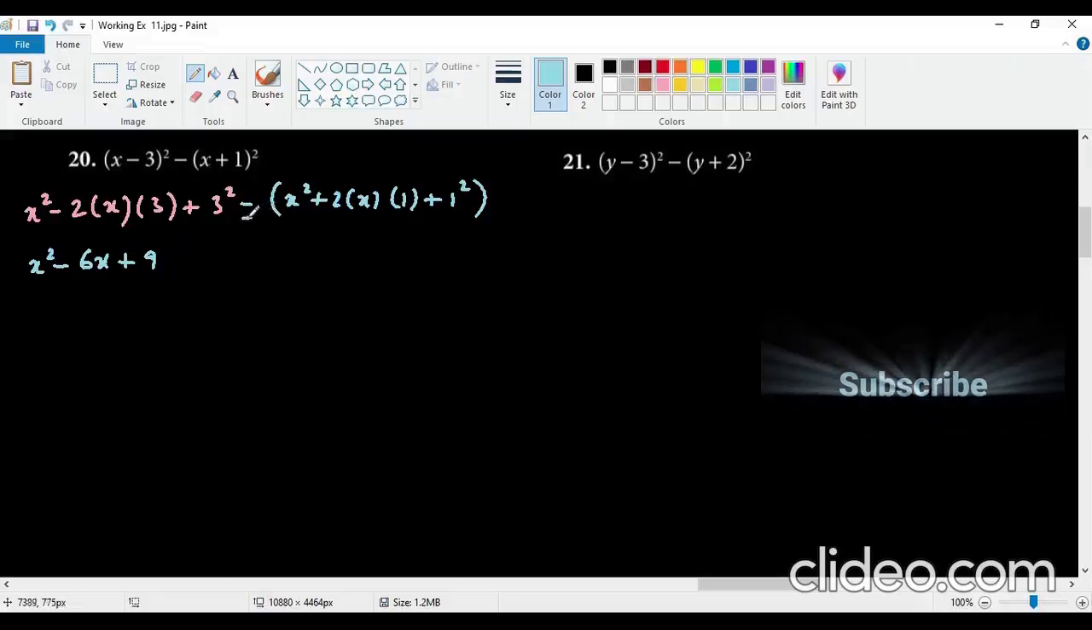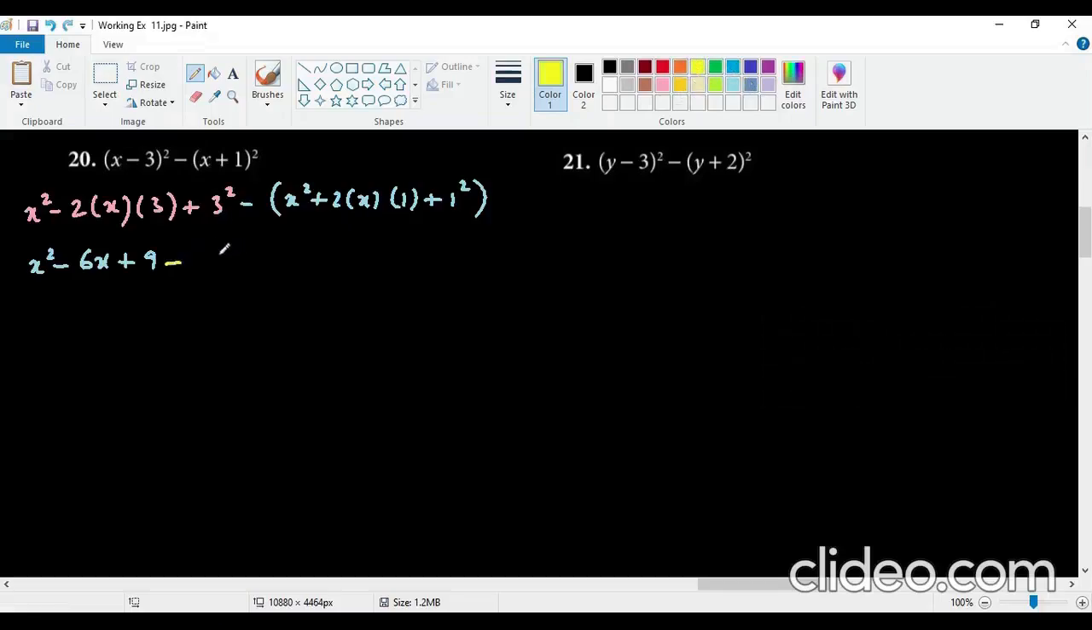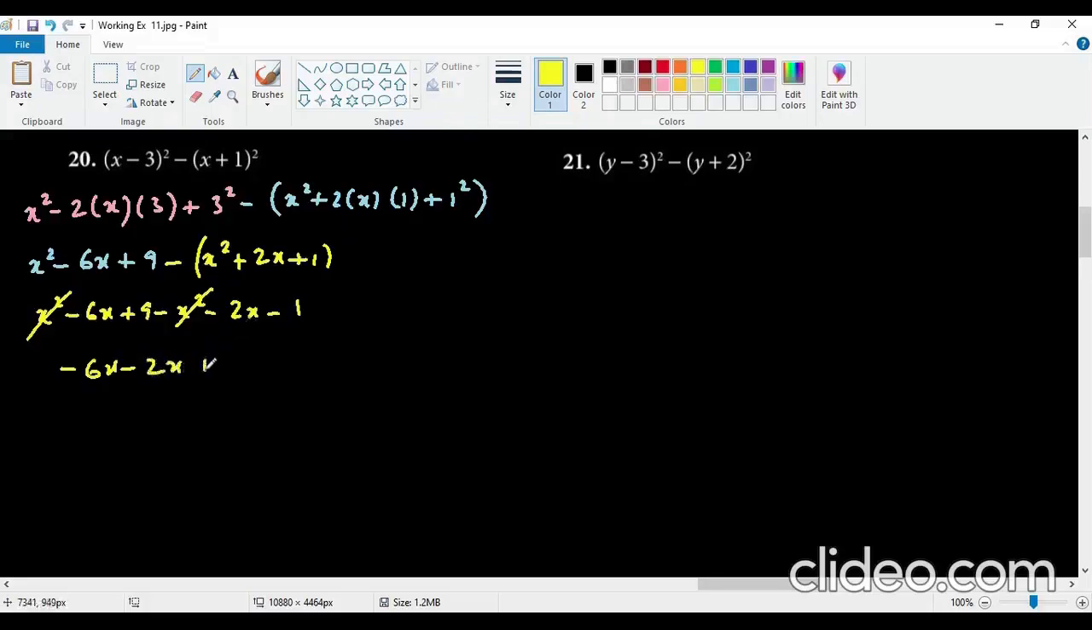Okay, I should use a different pen. Minus x square minus, so if I make it inside the bracket, this is going to be plus 2x and plus 1. Now I will open the bracket. 6x plus 9 minus x square, minus plus is a minus 2x, and minus plus is again a minus. So these two are going to be cancelled. Minus 6x and minus 2x both are like terms, and plus 9 minus 1. So this is going to be minus 8x and plus 8 is going to be the answer.